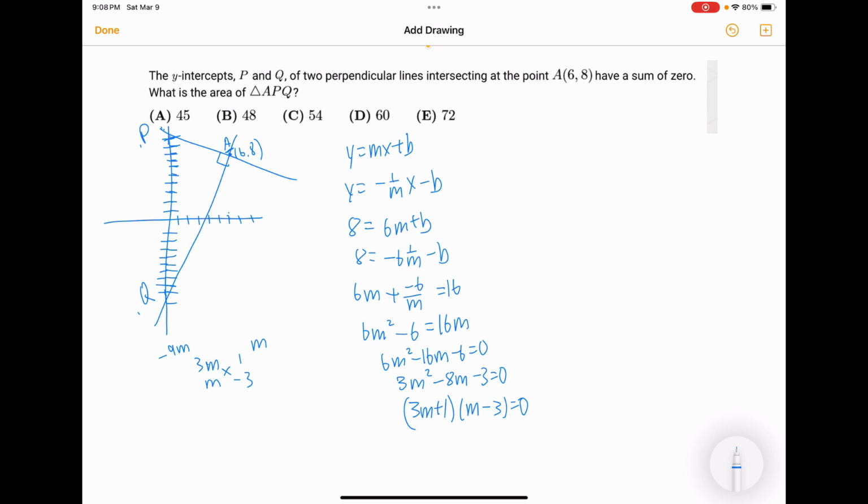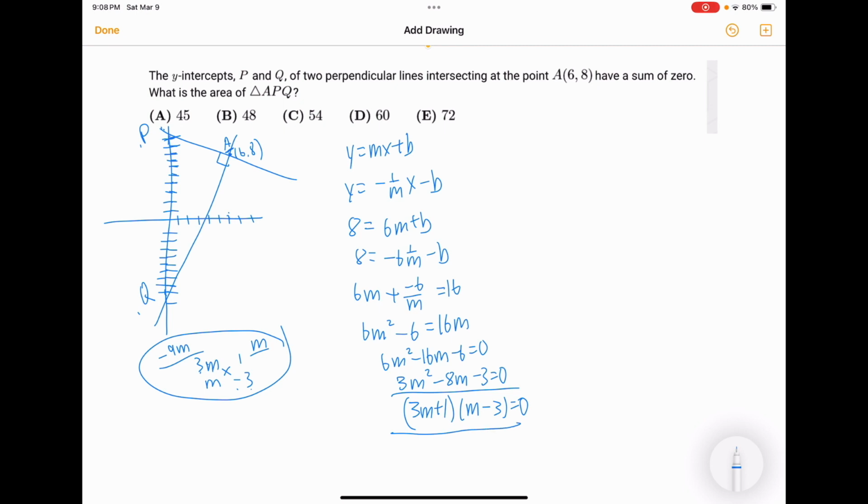Okay, so I factored this equation by using this. I multiplied 3m and negative 3, which gave us negative 9m, and then 1 times m is m, so negative 9m plus m would give us negative 8m. There are many ways that you can factor, but this is just how I did it. And obviously it took some tries to figure out where the negative sign went. But in the end, we got this.